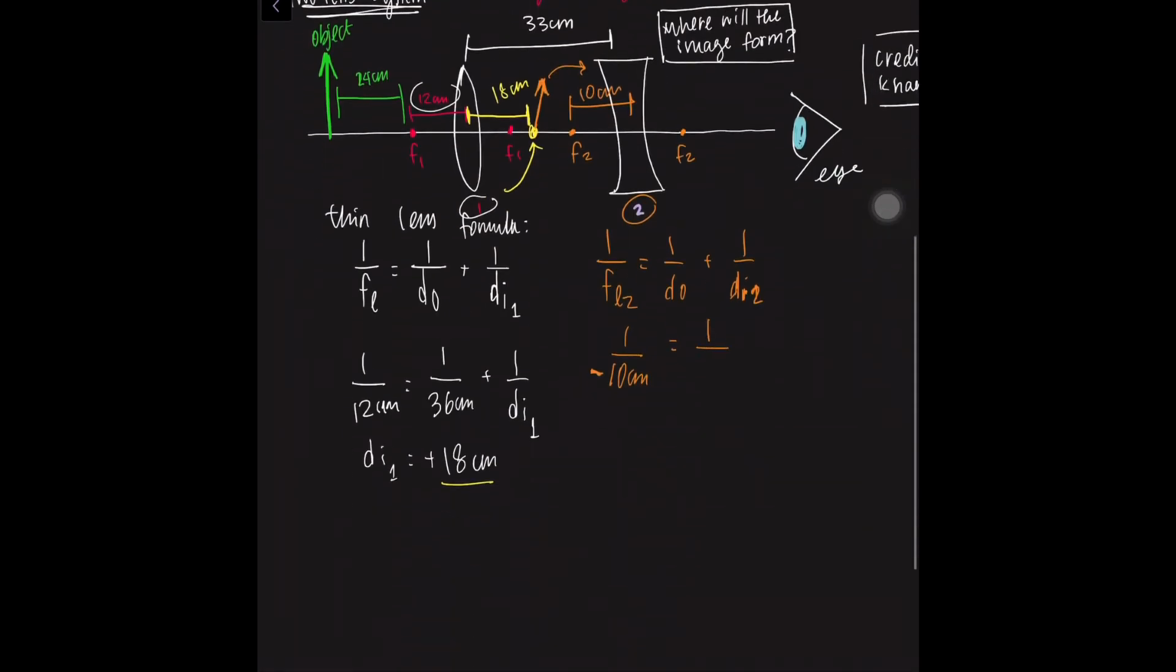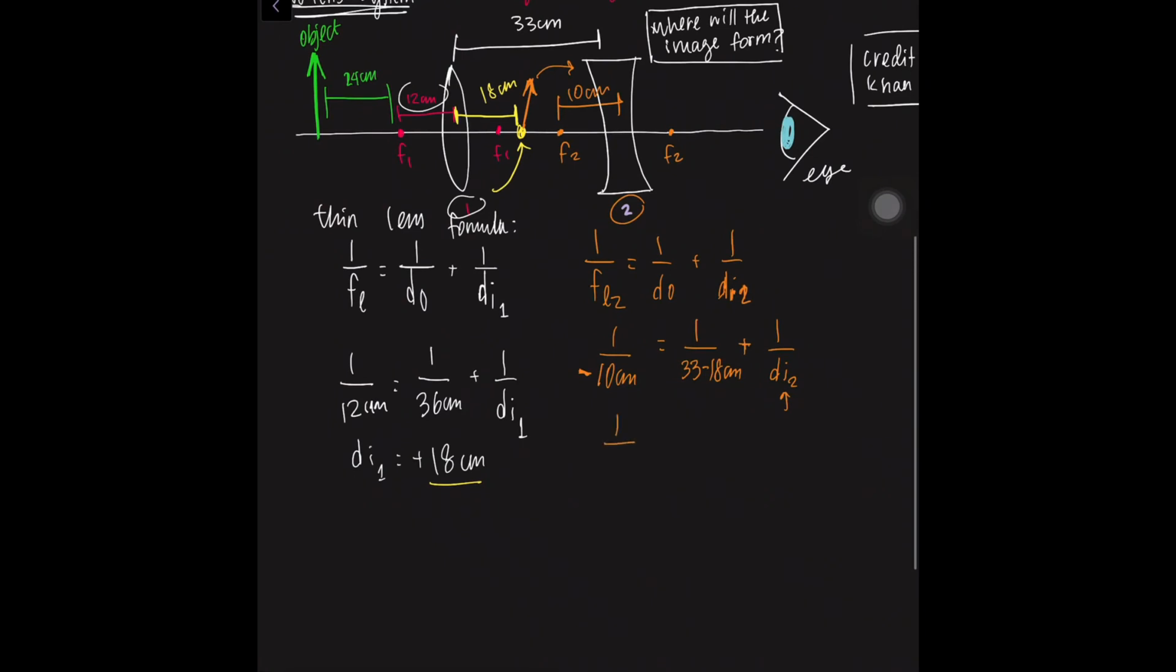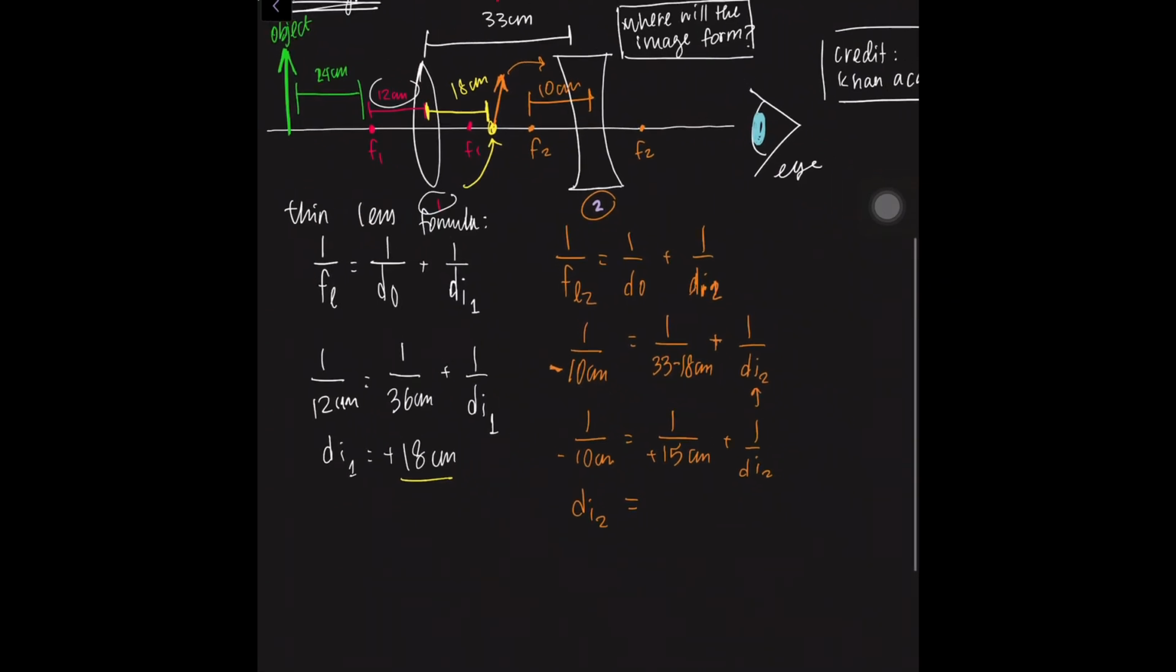And then the distance of the object will be not 18, but it would be 33 minus 18 centimeters, plus 1 over di2, to find out where the final image is formed. So this would simplify out to be 1 over 15 centimeters plus 1 over di2. And so the second image by the second lens will be formed at negative 6 centimeters.